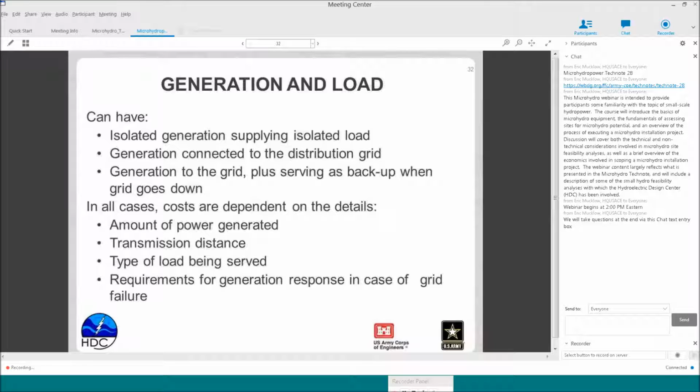Other possibilities may include generation connected to the distribution grid, or a setup with a control system that allows for the microhydro generator to contribute to the grid, but serve as an independent power source when the grid is down. In all cases, the cost is dependent on how detailed and complex the system becomes.